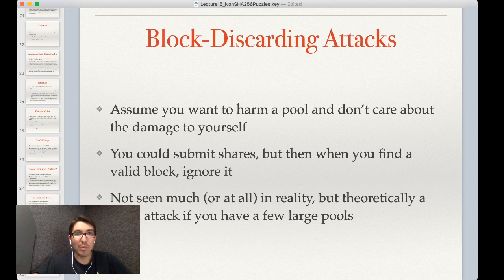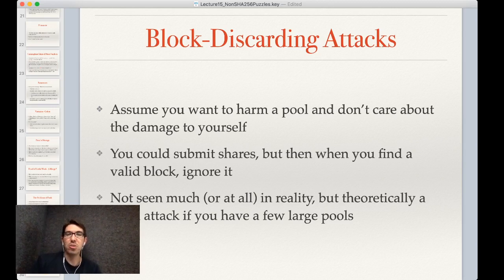And there are some attacks that are possible with pools. If you want to harm a pool, but you don't care about the damage to yourself, you could always submit shares, so you'll get some value out of it, but when you find a valid block, you ignore it. So you don't submit it. This is not, as far as I know, seen much or at all, but theoretically it is a valid attack, especially if you're an attacker who is not so much concerned about the cost to yourself, but more about damaging the other pool. This pool might have a lot of hash power and is doing a lot of paying out, but is never finding blocks, or at least finding them much less because you're hiding them.